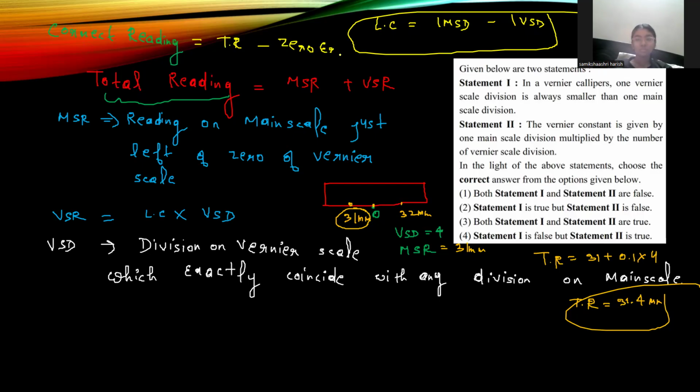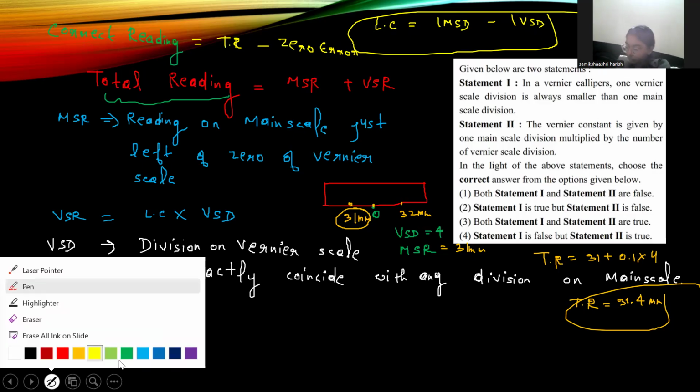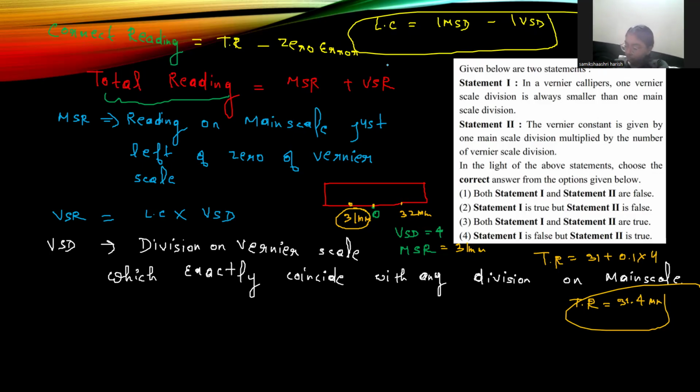Clear? Zero error is of two types: positive zero error and negative zero error. Understood? You should put these values with sign. If it is negative, put a negative sign, minus. If it is positive, put plus.